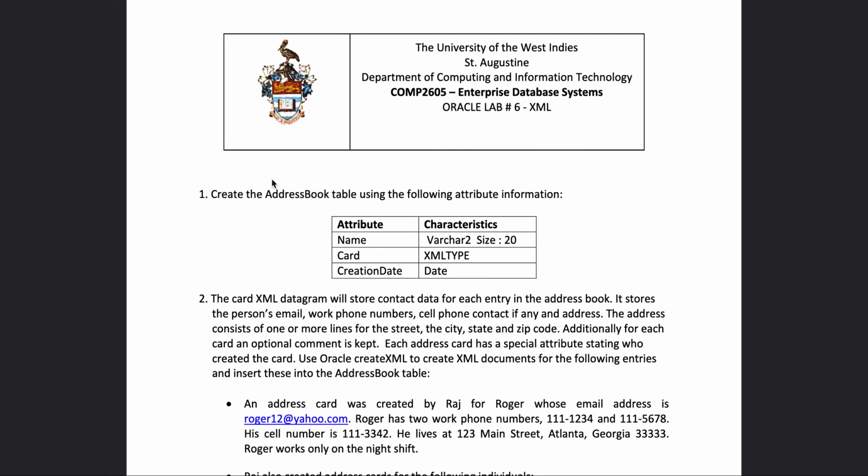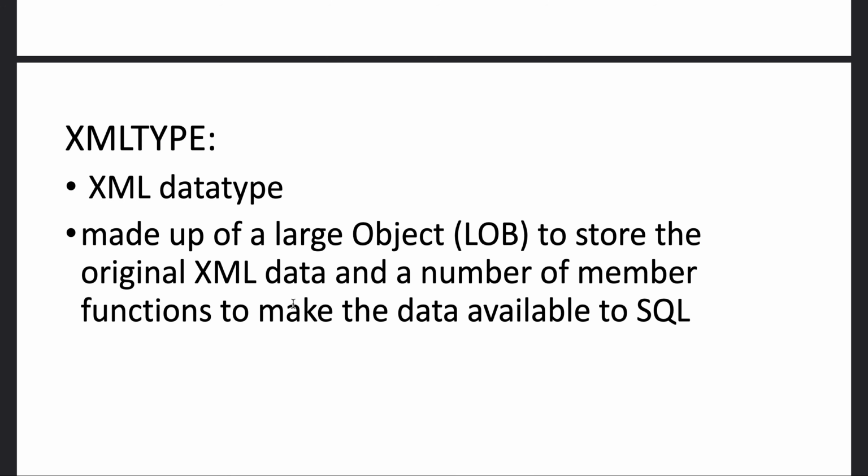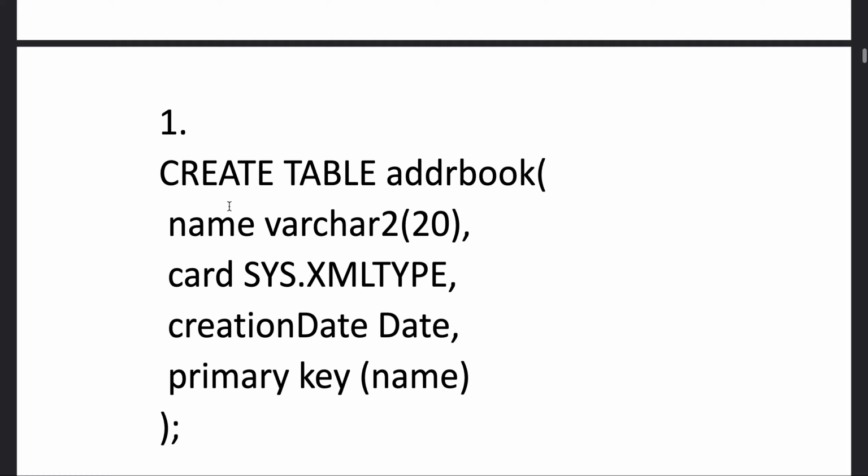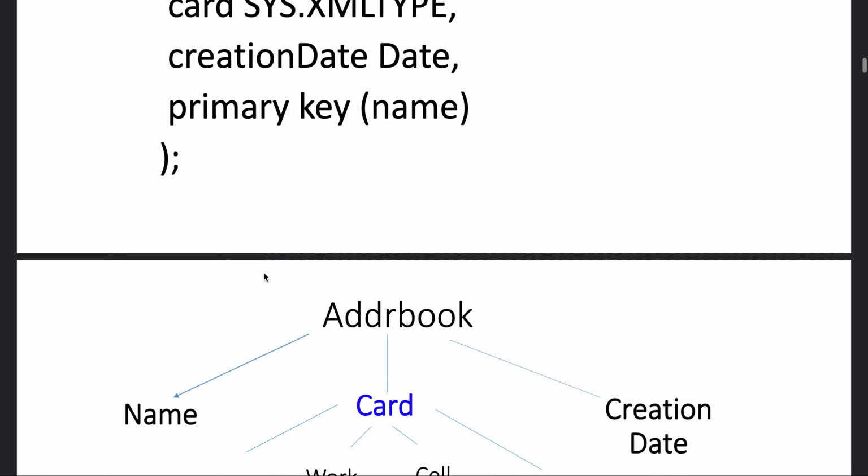So to get this done, as we know, we begin with our usual create table statement. So in this case, we go create table address book, name varchar2 size 20. And we have card, and this is the characteristic we have here, sys.xmltype. Then we have creation date as date, and then the primary key is name. Right? So let's take a look at what it looks like.